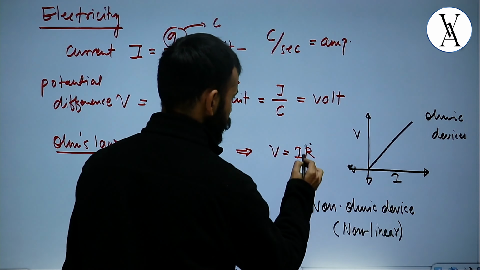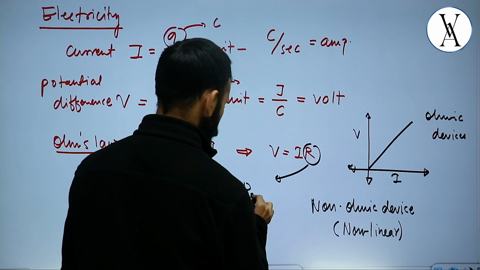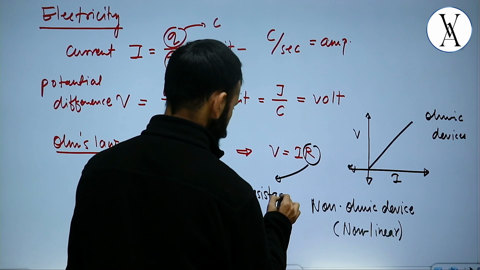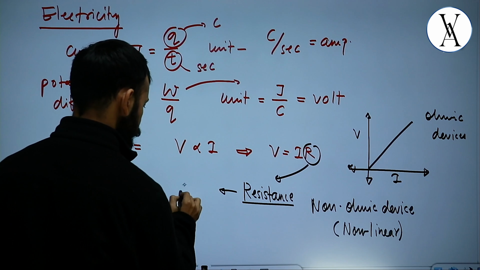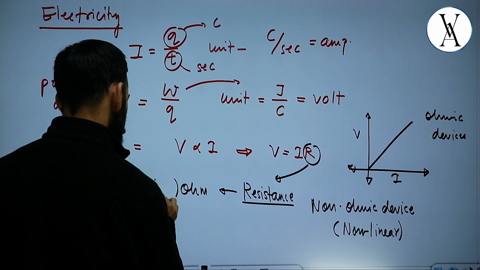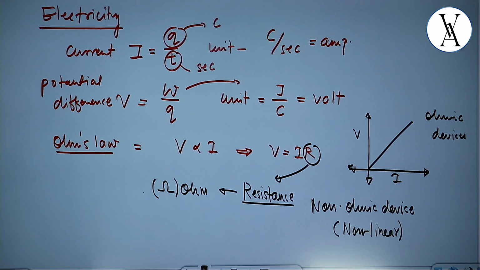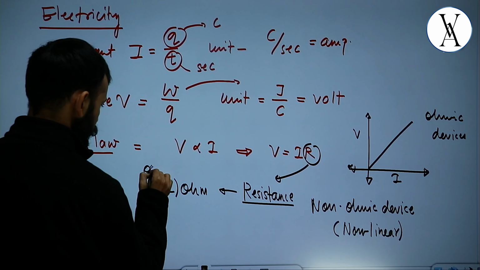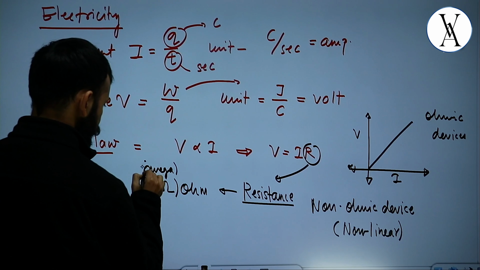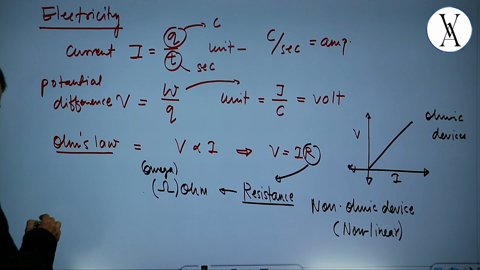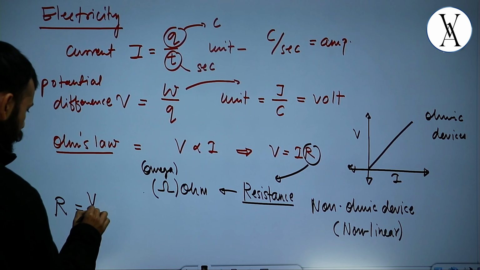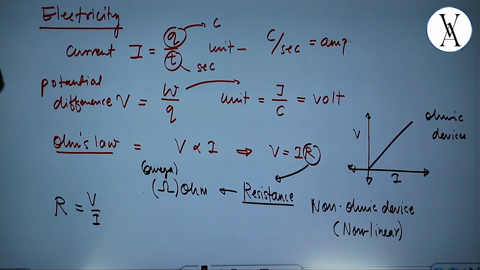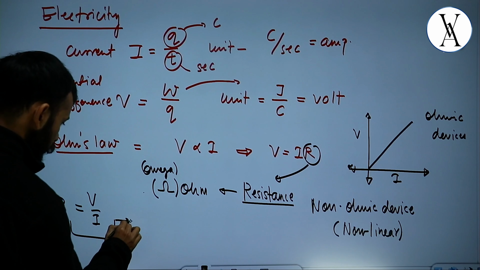Here, this constant is known as resistance, whose unit is ohm, symbolized by omega. Now we will talk about resistance. Resistance can be written as potential upon current, and this resistance depends on various factors.